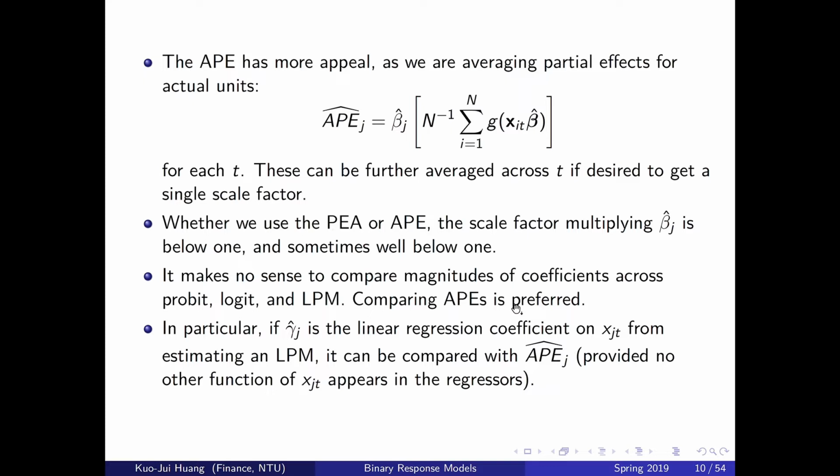Comparing the APEs is preferred and more meaningful. And if gamma j hat is the linear regression coefficient on x_jt from estimating a linear probability model, it can be compared with APE hat directly.